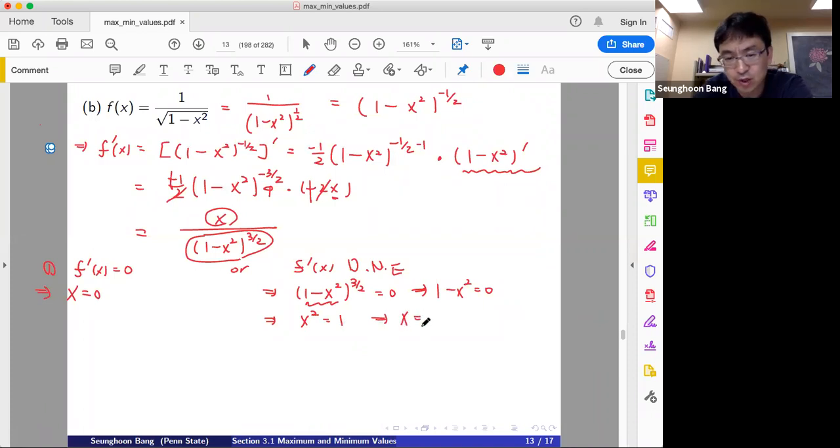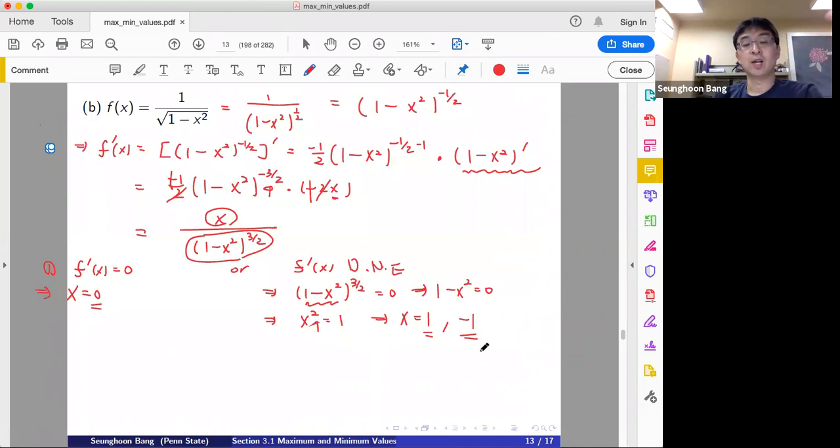So what is x? Could you write your answer on the chatting board? 1. That's it. 1. Is it right? Yes, 1 and minus 1. So really be careful. This is an even power, so always have 2 numbers, 1 and minus 1. Right? We have 3 possible numbers: 0, 1, negative 1.